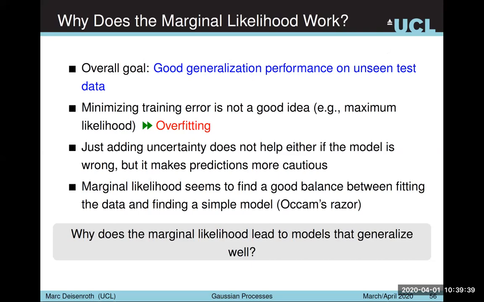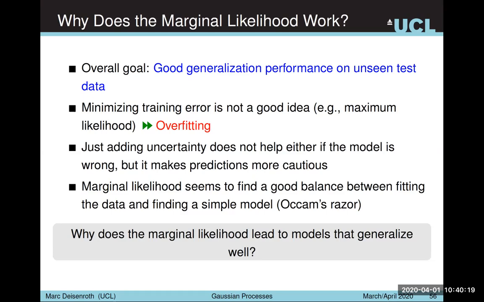Maybe in slightly different words, Occam's razor says if you have multiple explanations of your data, choose the one that is the simplest. Or choose the simplest model that explains your data. There are various different ways of explaining what Occam's razor means, and that is exactly the trade-off between fitting the data and finding a simple model. Now I want to find out why the marginal likelihood leads to models that generalize well.